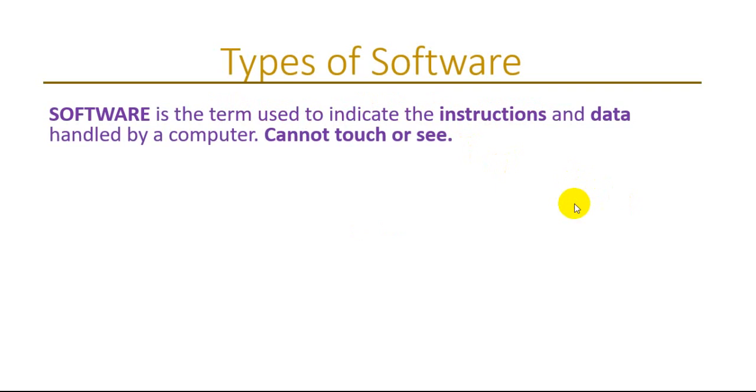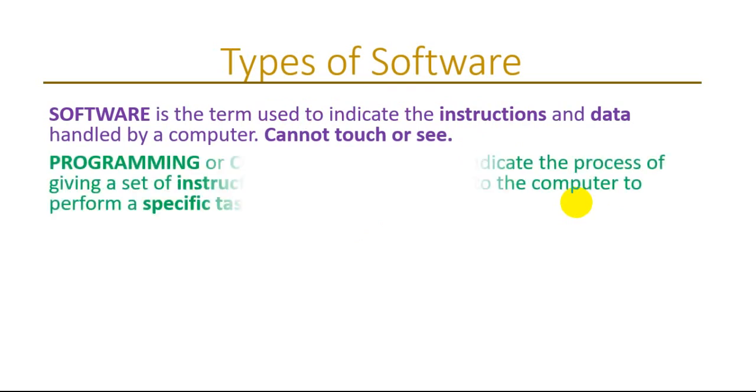start with software. Software is the term used to indicate the instructions and data handled by a computer, as we have already seen, right? So instructions and data given to a computer, the part that you can't see, okay, that is what is called the software. Software is the term used for instructions and data handled by the computer, okay.